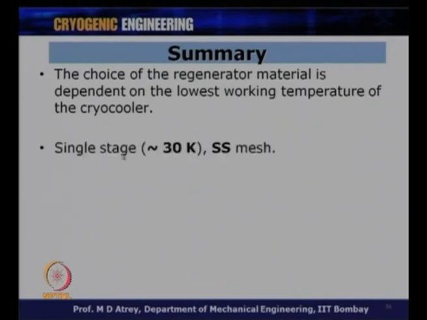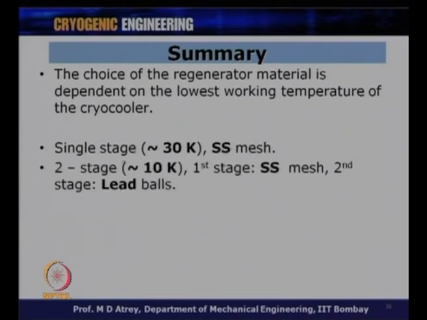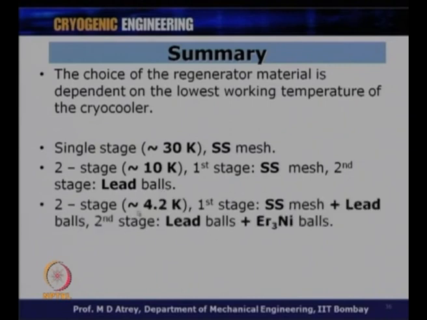So, if I want to have a single stage machine to reach 30 Kelvin, I can use stainless steel mesh as the regenerator matrix material. If I want to go to two stage, a 10K machine, I can have first stage with SS mesh and second stage may have lead balls of spherical nature. If I want to go to a two stage machine reaching around 4.2 Kelvin, the first stage could be stainless steel mesh plus lead balls, second stage could be lead balls plus HoCu2 or Er3Ni.